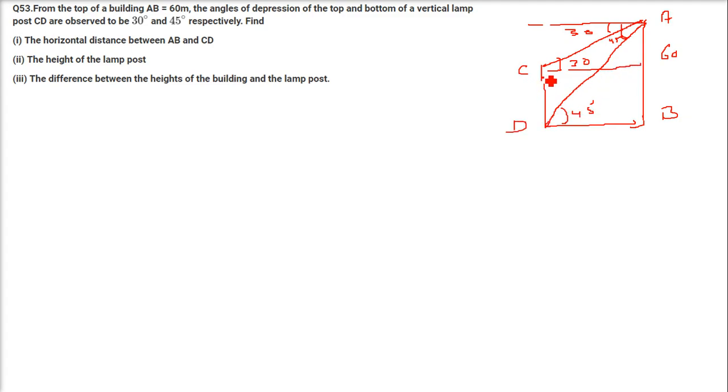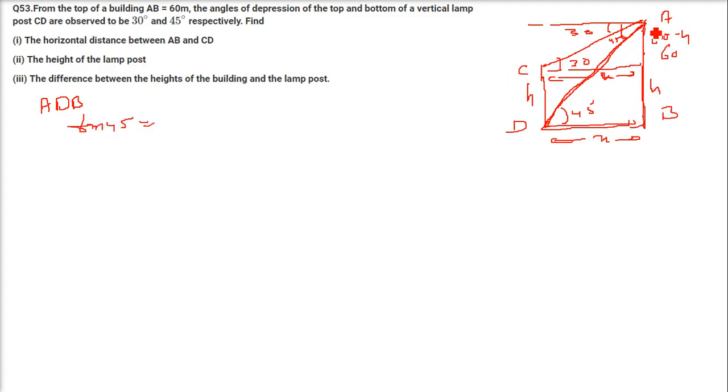So we have to find certain things. First, the height of the lamp post. So let it be H. This will also be H, and this will be what? Then 60 minus H. So I am taking this triangle first, and I'm assuming the distance between them is X. First, I'm taking triangle ADB. This triangle I'm taking.